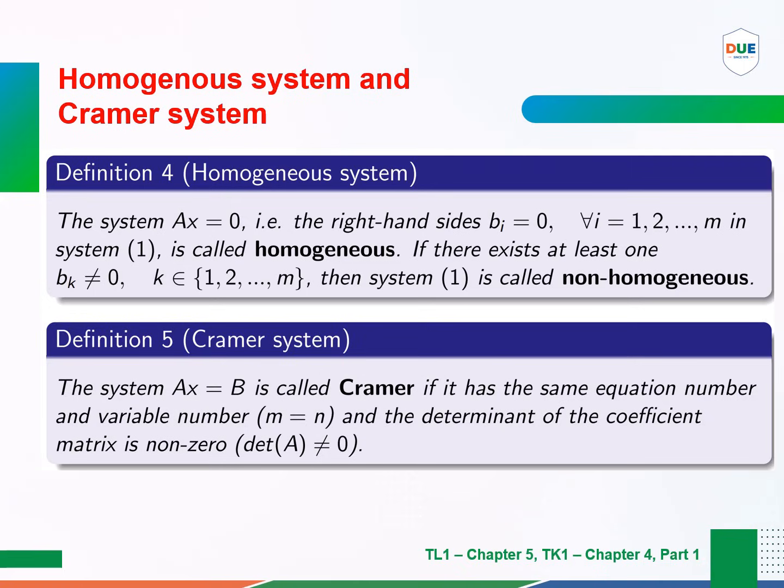The second special case is a Cramer system. A system is called a Cramer system when the number of equations equals the number of unknowns. So the coefficient matrix is square, and its determinant is non-zero. Because the determinant is non-zero, the coefficient matrix is invertible, and the system has a unique solution.